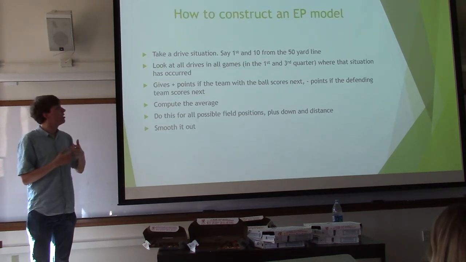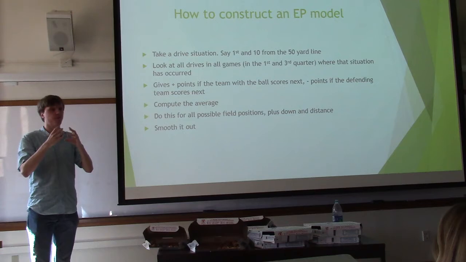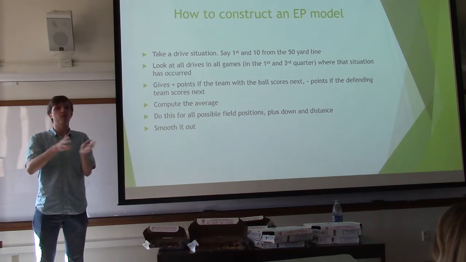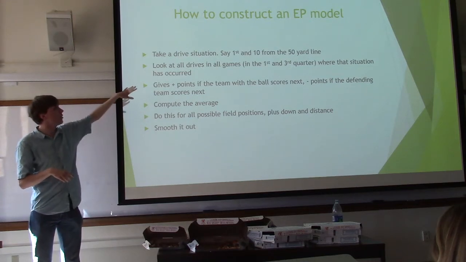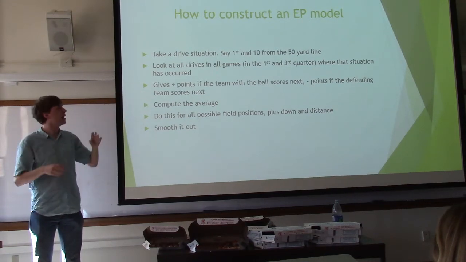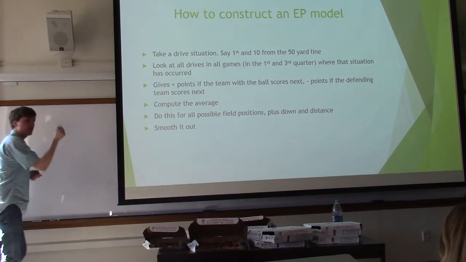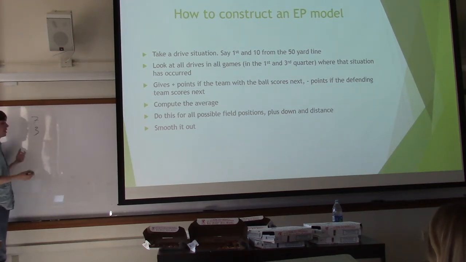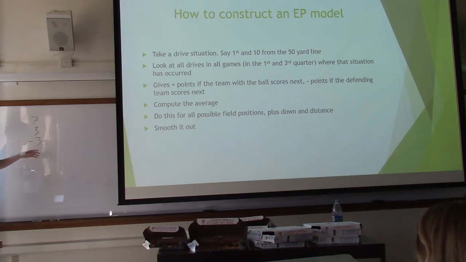So here's how to construct it. Basically, you take a drive situation, okay? Maybe first and 10 from the 50-yard line. You look at all the times in the whole NFL over, say, a course of 5 years, that a team had a first and 10 from the 50-yard line. Maybe you do it only in the first and third quarter; we'll maybe talk about that in a second. Say it happened 10 times, and once the team with the ball scored a touchdown. Maybe the next time they scored a field goal. Maybe the next time the other team got a field goal, so that counts as -3.